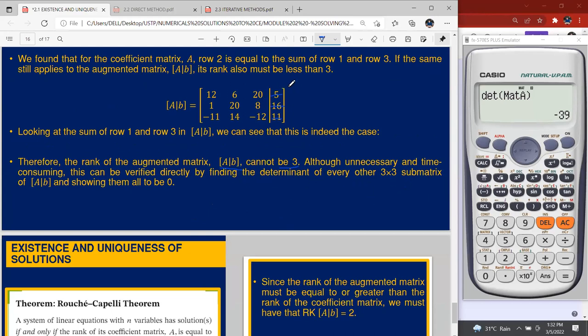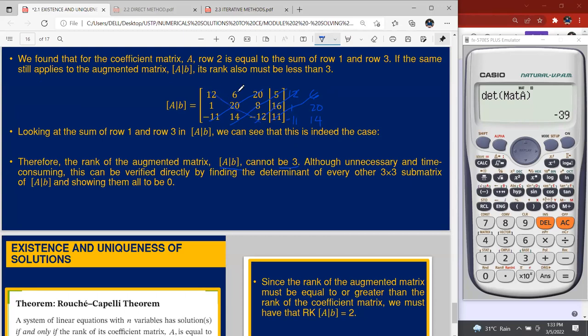Although unnecessary and time-consuming, this can be verified directly by finding the determinant. Dili naman ninyo ma-input sa calculator kay wala man siya 3 by 4 ang calculator. So yung buhaton pagkuha sa determinant ani is augment na po ninyo since this is a 3 by 4. Duha ra gyapon yung butang.